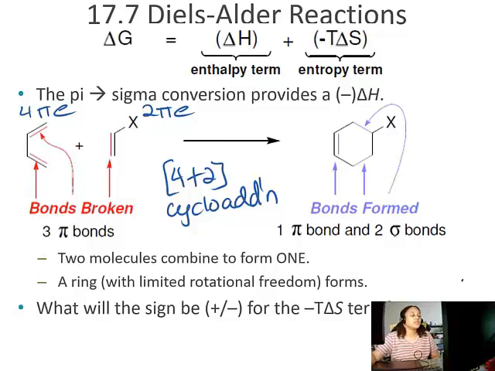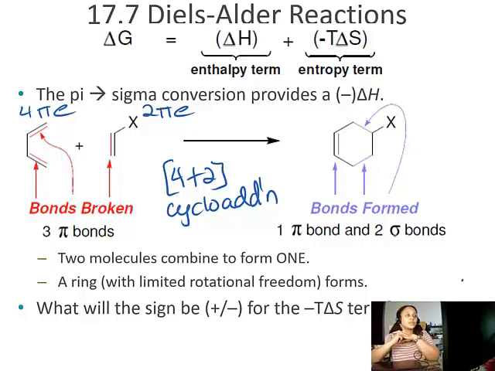So, like I mentioned before, we have 4 pi electrons, or 4 p orbitals, interacting with 2 pi electrons, or 2 p orbitals. That's why we call it 4 plus 2. We get the molecule forming, and the conversion of p orbitals to sigma bonds is generally a negative delta H. And so we can use that information to figure out what's going on in the molecule.